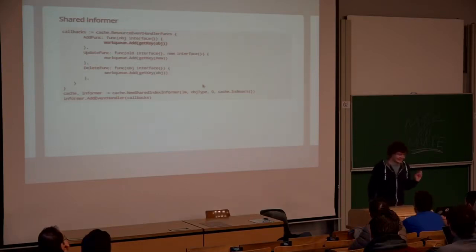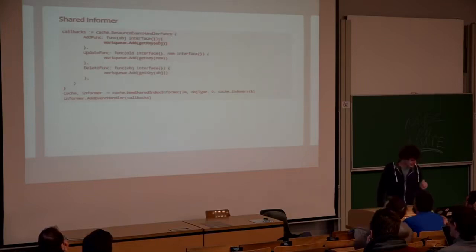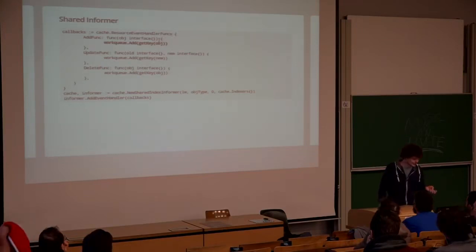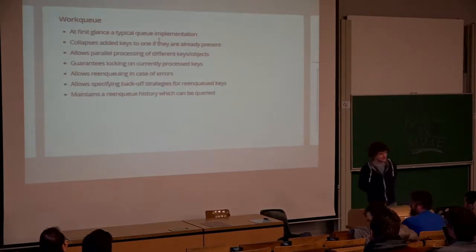The next thing is, as you can see, the callbacks here just take an object but return nothing. So there is again no place to do error handling in the same way. No retry mechanism or anything. But what you can do here is use the callbacks to enqueue the key of the object which changed to a work queue. And the work queue is the final missing piece which will help us.